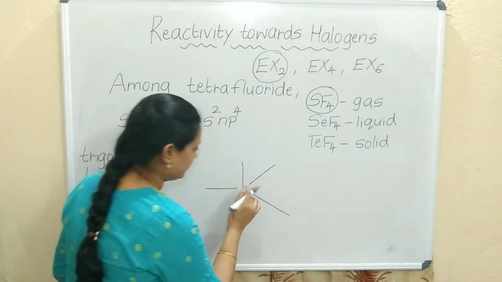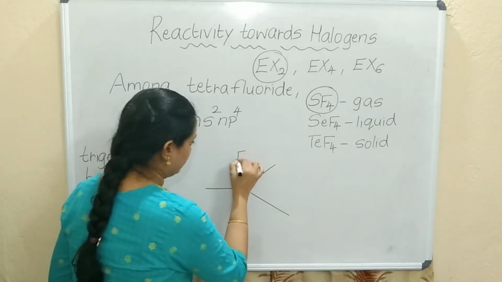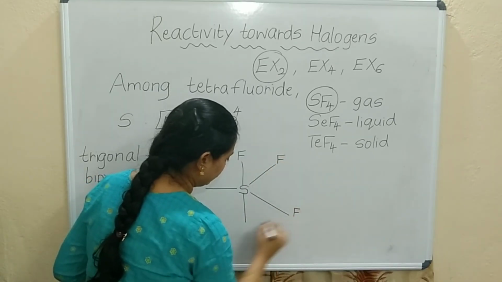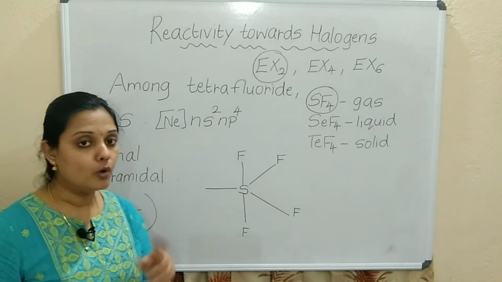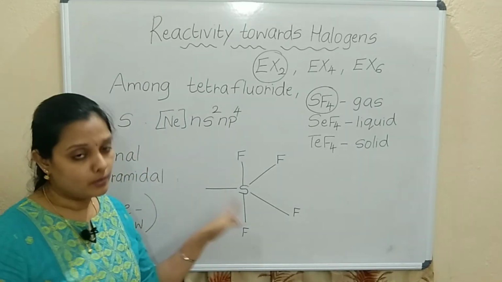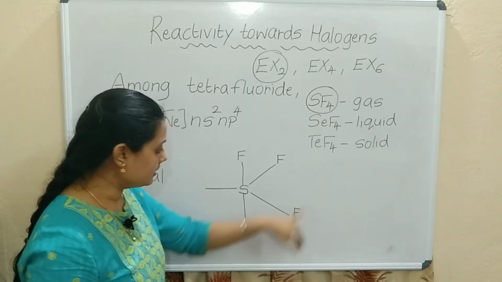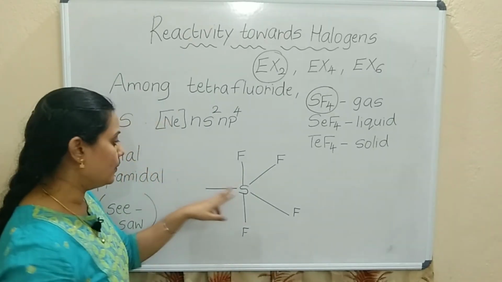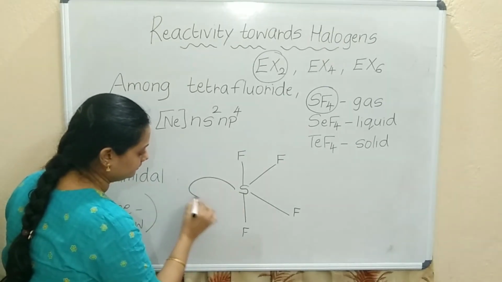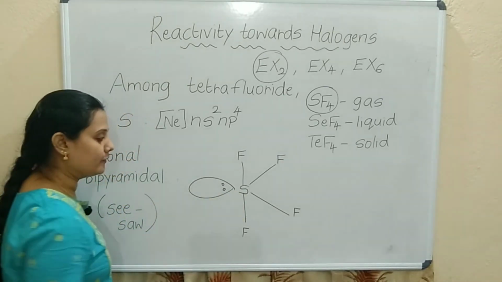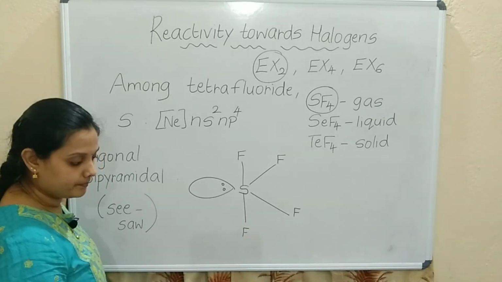So sulfur is present here. SF4. So 1 F here, F here, F here, 1 F. Correct? How many bonds will it form? 4, because it is having 4 unpaired electrons. So 4 bonds it will form, and 1 lone pair of electrons for sulfur. So the geometry is seesaw type. Correct.